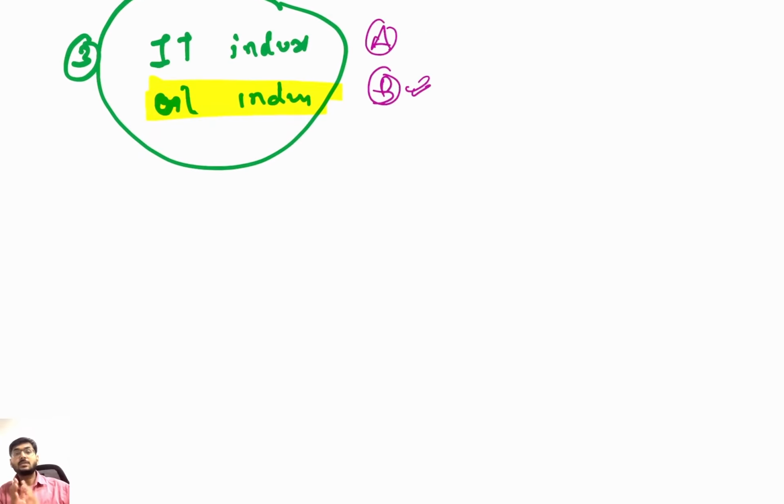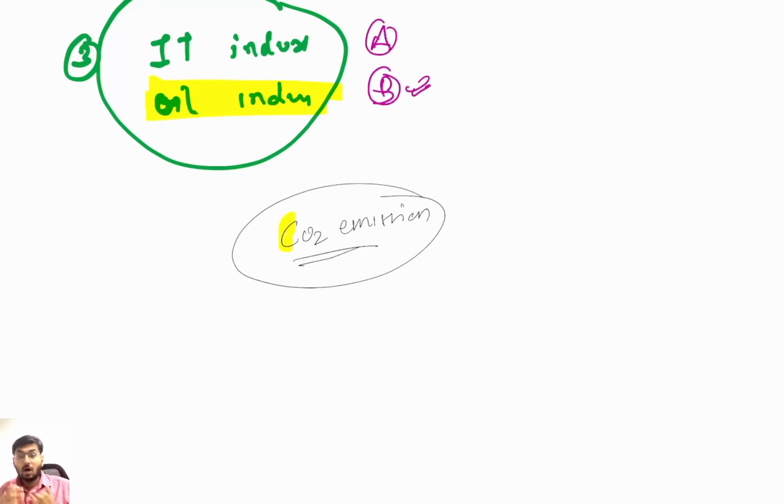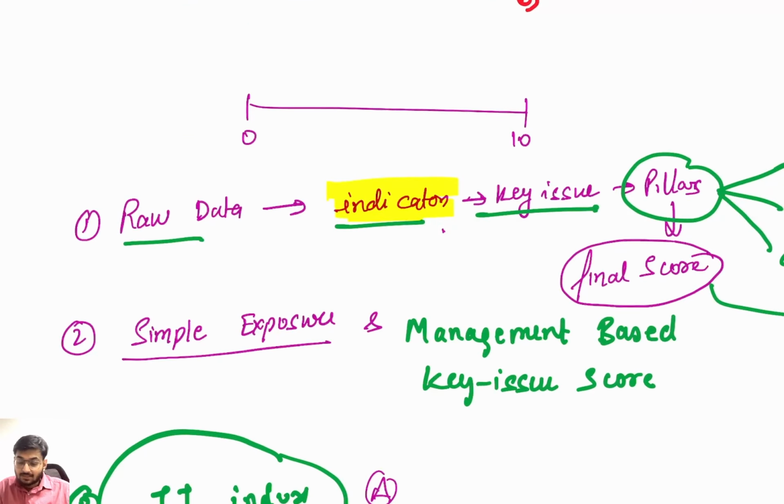So what does indicator mean? It is a single measurable fact, like CO2 emission, that is, how much CO2 emission is actually coming from that particular company. This is just one example. Another is the number of workplace injuries, that is, how many workers are getting injured in the given environment. Clear? Pillars I have already explained to you, that is environmental, social and governance.